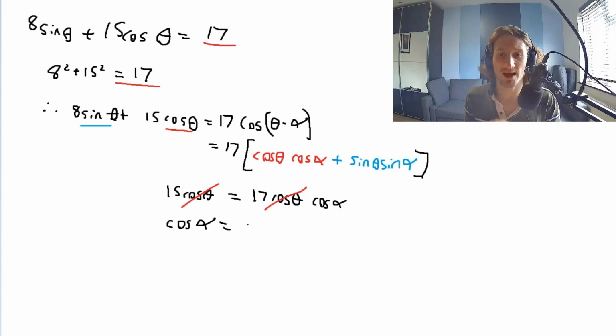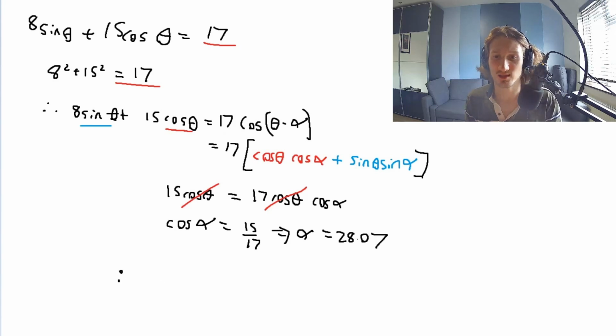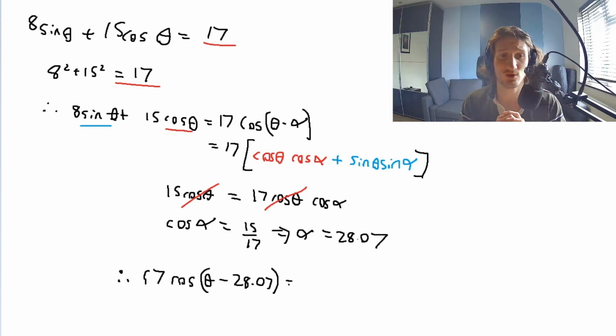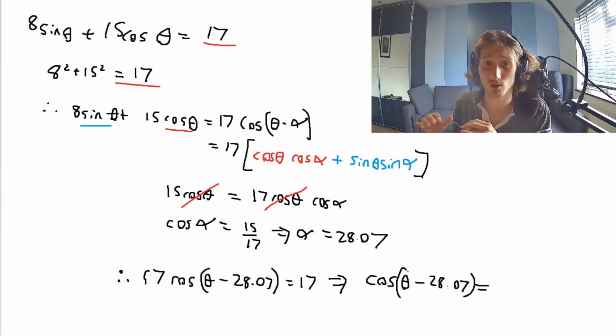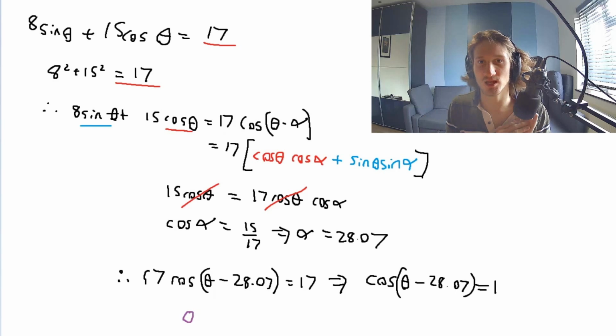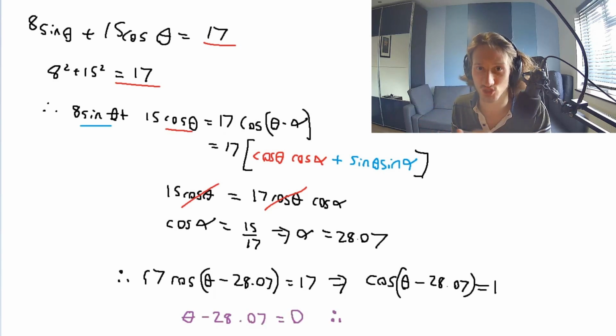To work out what angle alpha is, we need to use the double angle formula for cos A minus B. And then we compare the like terms, which give us cos alpha as 15 over 17. Now what we can do is rewrite our original question, but we change the left hand side to our cos theta plus alpha method that we just described. And it's still equal to 17.